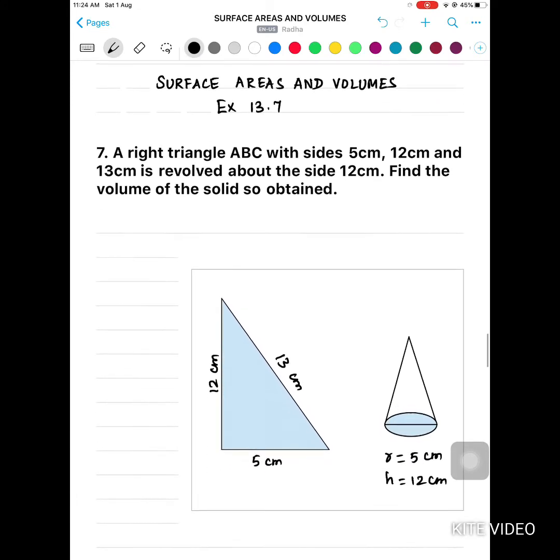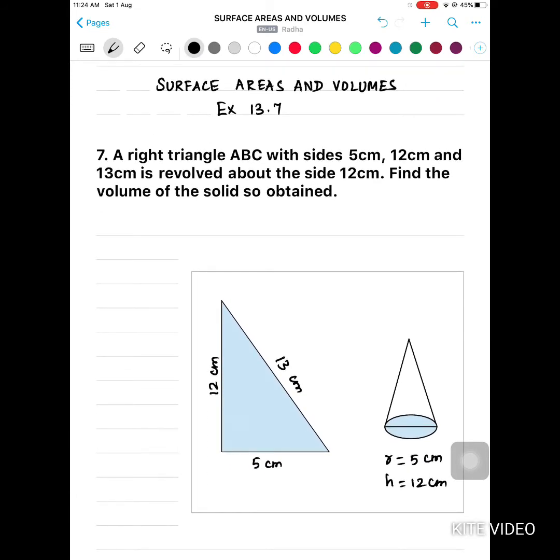Let me continue with exercise 13.7 in surface areas and volumes. Question number 7. A right triangle ABC with sides 5 cm, 12 cm and 13 cm is revolved about the side 12 cm. Find the volume of the solid so obtained. So, there is a right triangle with sides 5 cm, 12 cm and 13 cm. You have to revolve it about the side 12 cm.